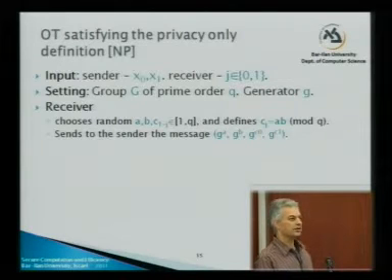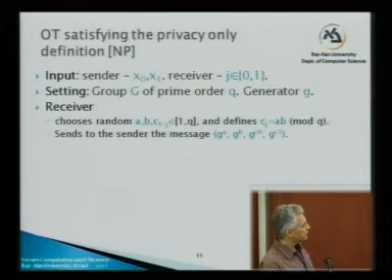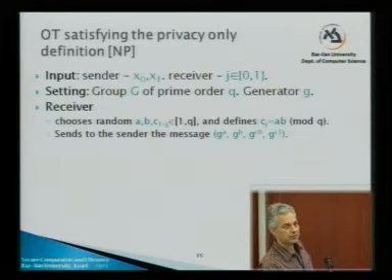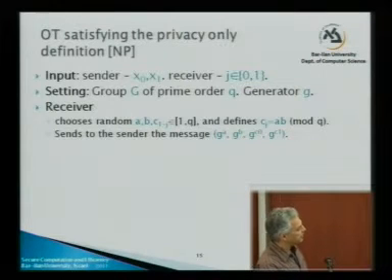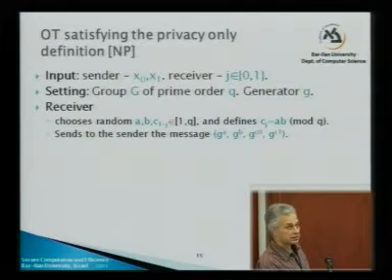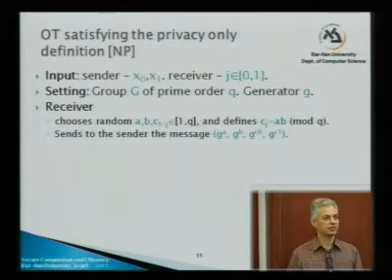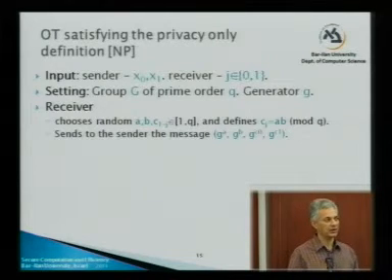If j is 0 and the receiver wants to learn x0, then it sends g to the a, g to the b, g to the a times b, and g to the c1, which is random. If the receiver wants to learn x1, it sends g to the a, g to the b, g to the c0, which is random, and g to the ab, which is what it should do now. So one of these 2 items equals g to the ab, according to whether the receiver wants to learn x0 or x1.